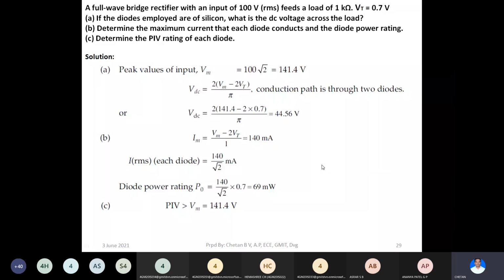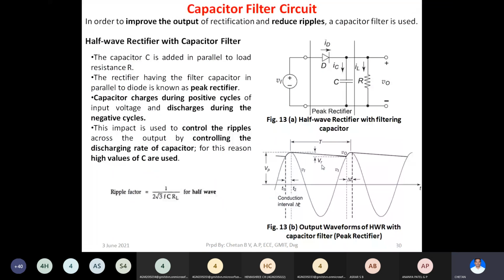We shall go to an interesting topic, which is the capacitor filter circuit. We already know that whether it is a half wave rectifier or a full wave rectifier, some amount of AC is still present in the output of these rectifiers, right? What is this content of AC called? It is called ripple.